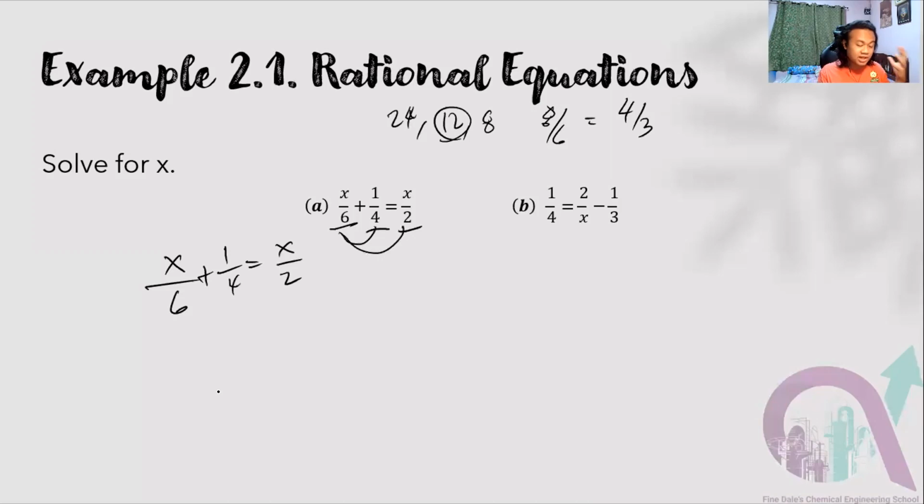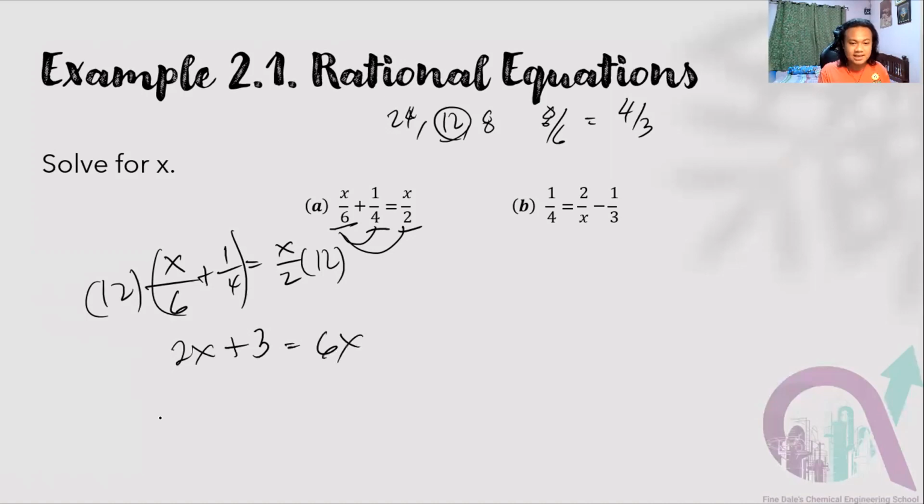So now we multiply both sides by the LCD, which is 12. So 12 goes on both sides. Multiply: you have 12 divided by 6 times x, so you have 2x plus 3, since 12 divided by 4 is 3. And then you have 6x. So be careful, okay?